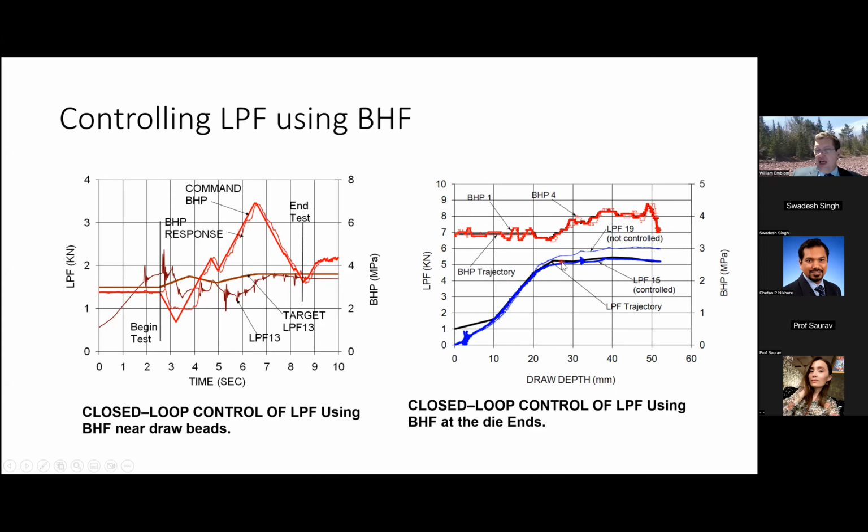And you can see for our local punch force 15, which is in the punch nose at the die end, we track our target quite well. That's opposed to this signal here for the opposite side of the punch. There we did not track well, but we did not actually control the local punch forces for this particular force sensor.